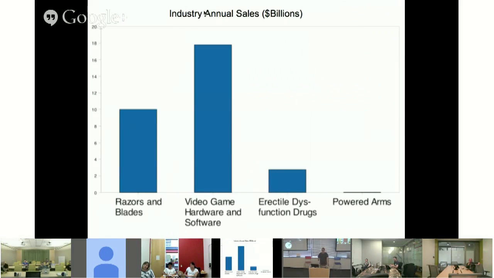Now, why is all of that? This is by no means an attack on any of the folks who were generous enough to fund that project and try to make some progress. The real problem is that there simply isn't a market for these things. The market for powered arms is just barely noise compared to these other large markets.